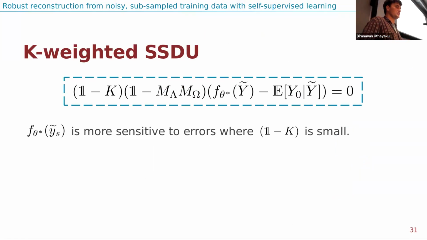Okay, looking back at this expression which came up in the proof, does this 1 minus K have any relevance? Because we said that if it's invertible, then we can just multiply it out. But this actually tells us something about the sensitivity of the network. So if 1 minus K is small, it means that our network is more sensitive to errors in those regions.